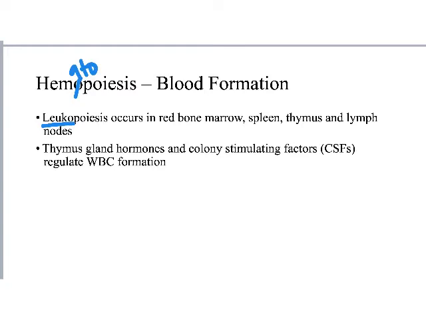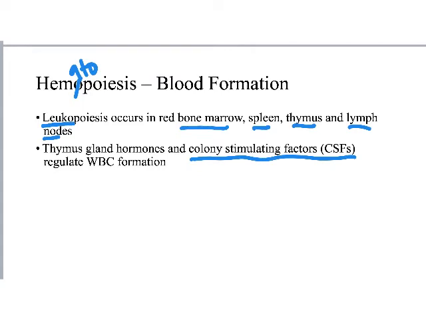So leucopoiesis is the formation of white blood cells, and that still occurs in the bone marrow. But it can also occur in lymph nodes, as I mentioned, and in two other places, the spleen and the thymus. So white blood cell production is kind of a little bit more varied in terms of location than the red blood cells. And just like we had erythropoietin to help stimulate red blood cell production, we have another chemical called colony stimulating factors that kind of stimulate these areas to create new white blood cells.